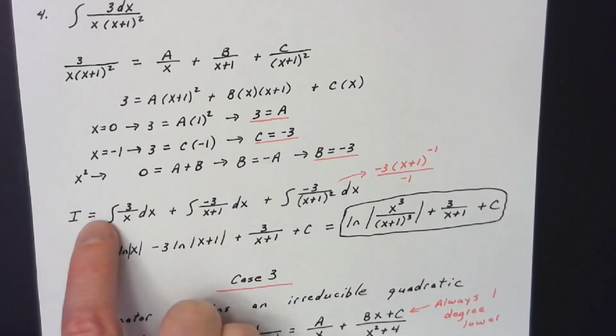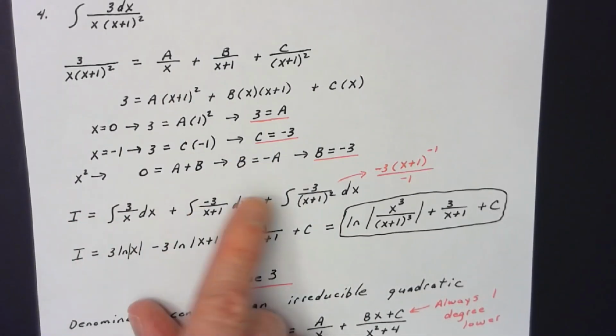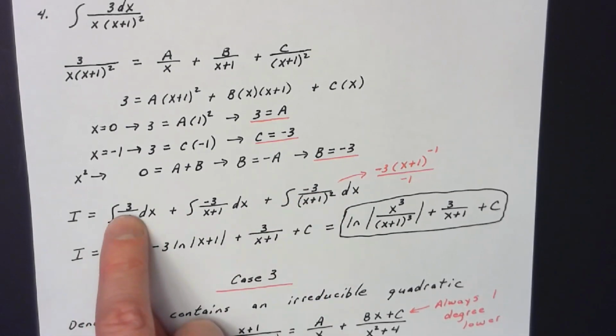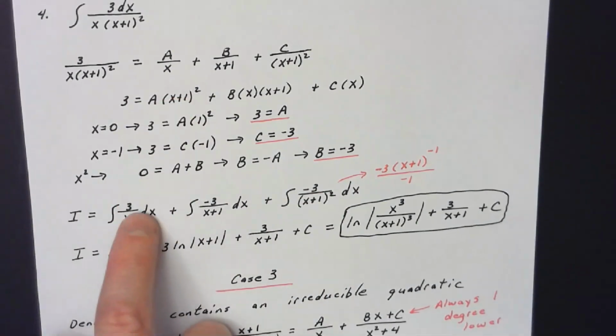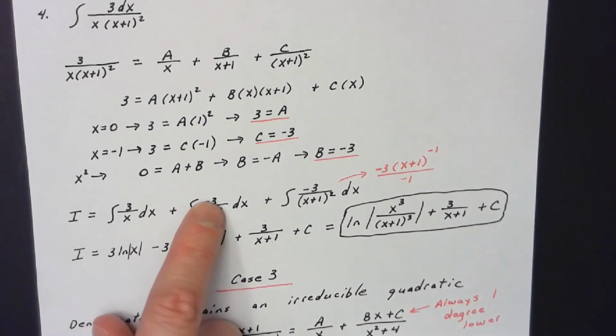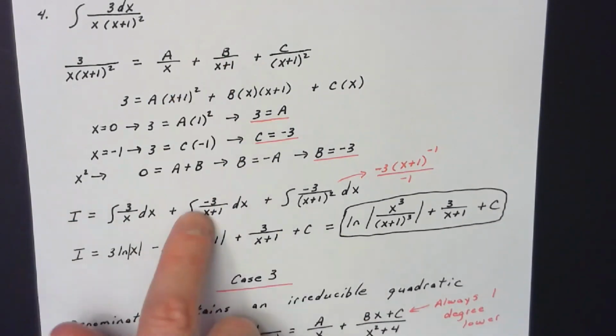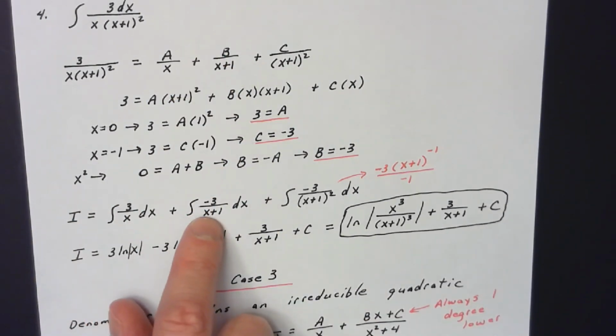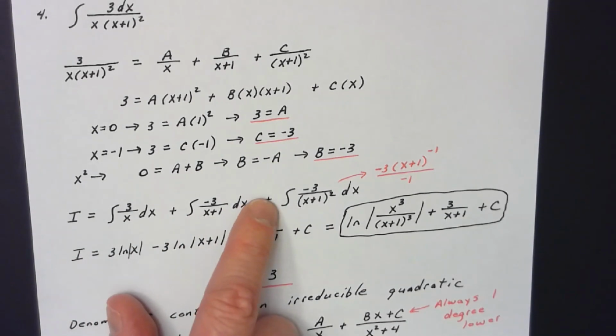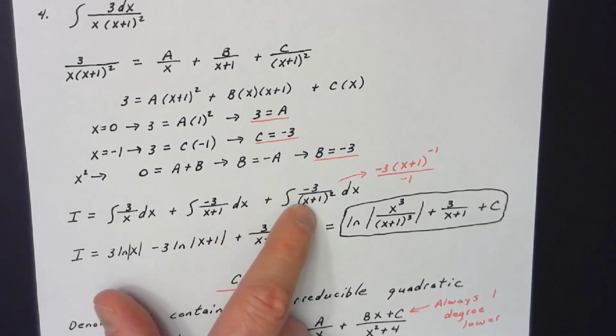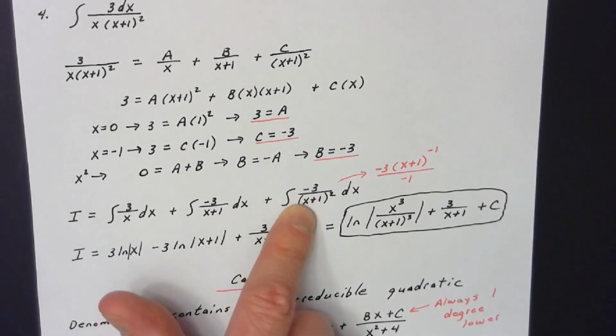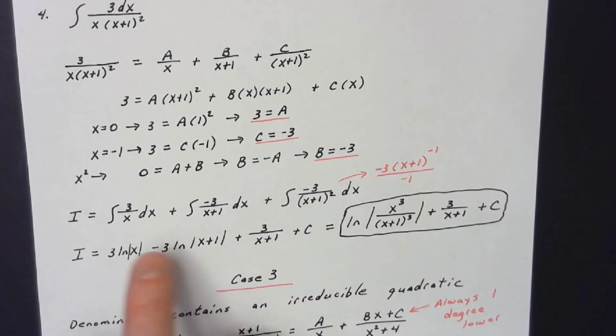That original integral is broken into its 3 component partial fractions. The first one, A over x, 3 over x, plus the second one, B, which is your -3 over x plus 1, plus the third one, again, -3, now over x plus 1 quantity squared. The first two are easy.